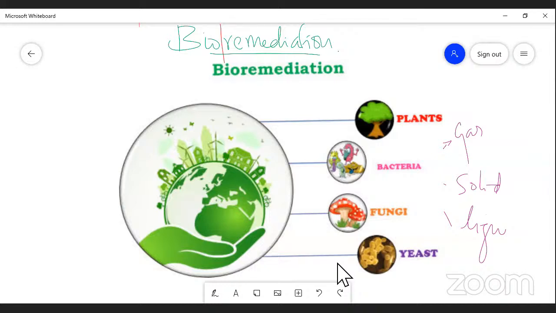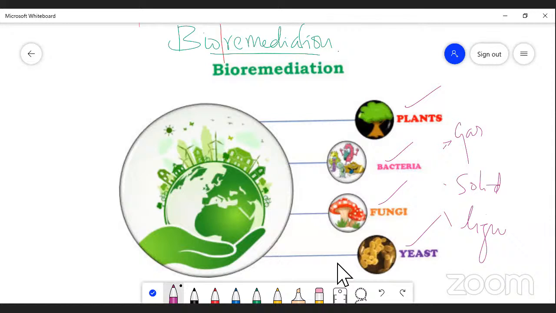When we manufacture any products in the industry, they release a large amount of effluents, and these effluents also contaminate the atmosphere or environment. Such wastage is to be degraded or cleaned by using some organism, either plants or bacteria or fungi or yeast. These environmental wastes are degraded, and such a technology is known as bioremediation, right?